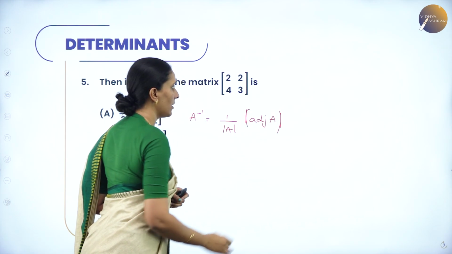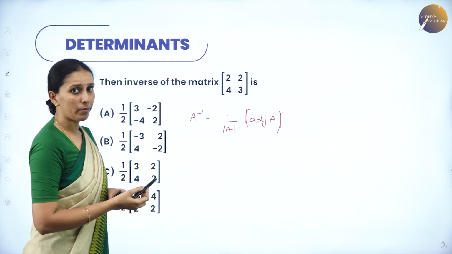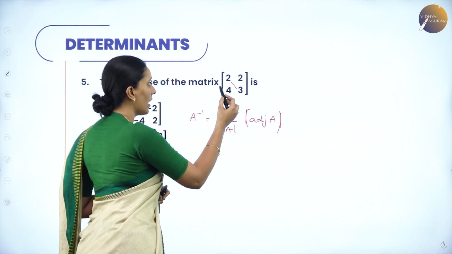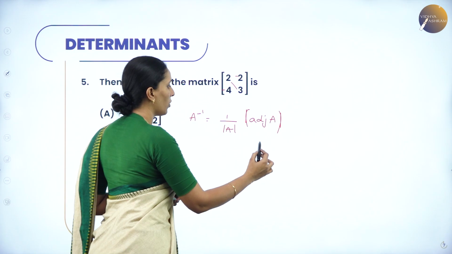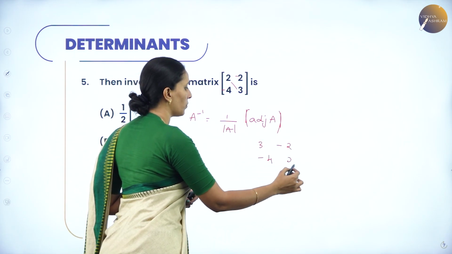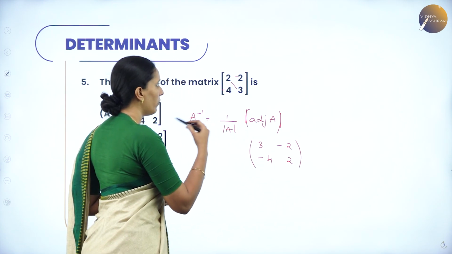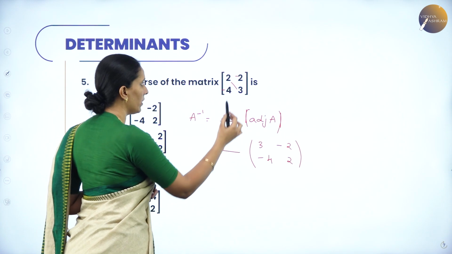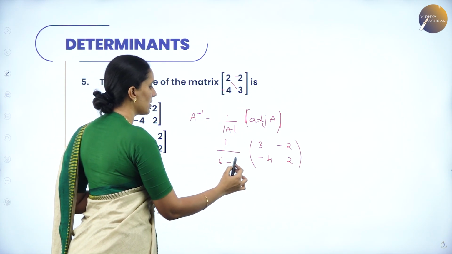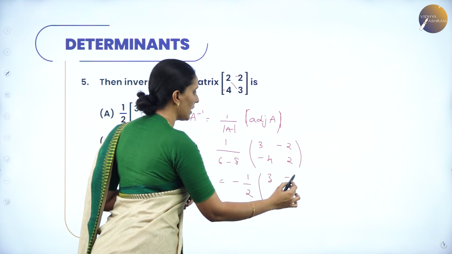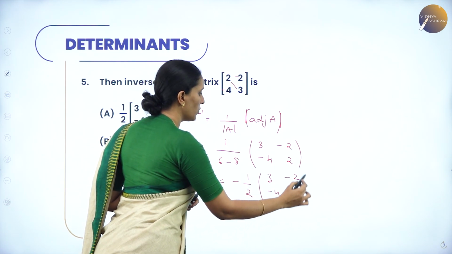So here adjoint A. For a 2 cross 2 matrix, to find the adjoint A, we can interchange this and change the sign of this. So what we will get? 3, minus 2, minus 4, 2. And 1 over determinant A, the determinant of this matrix, is 1 over 6 minus 8, which will be minus 1 by 2 of 3, minus 2, minus 4, 2.